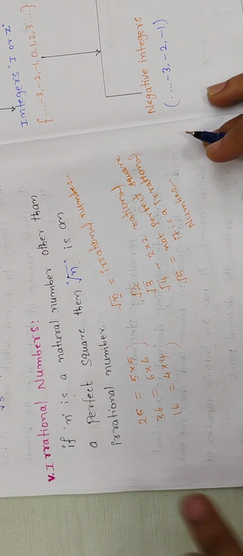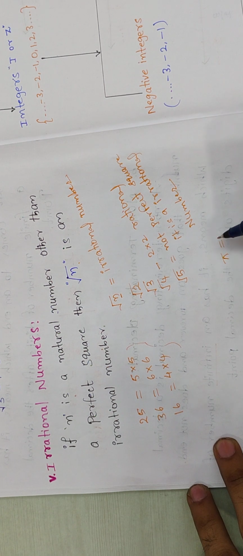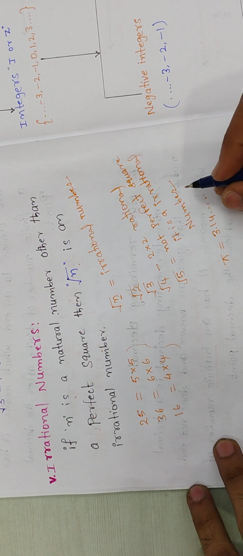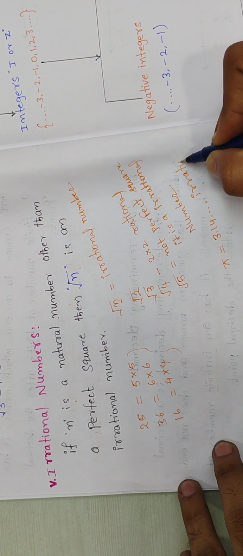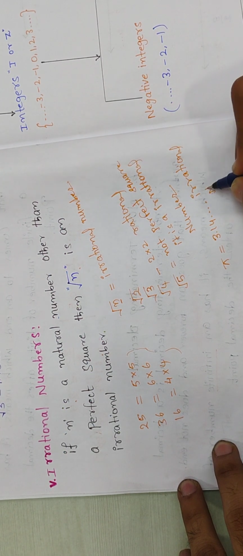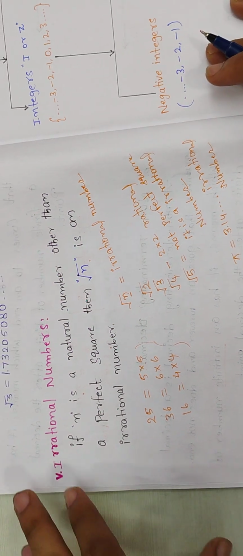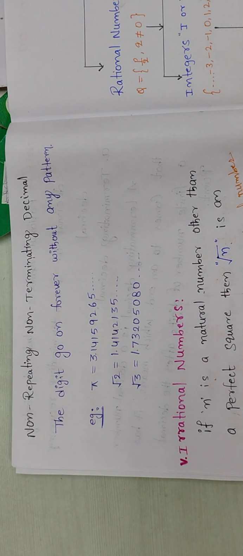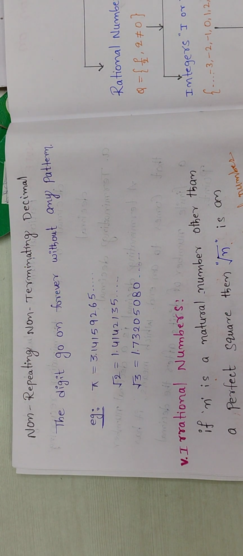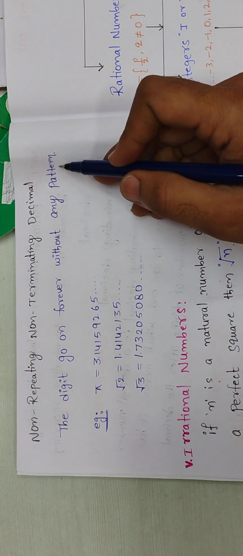Okay, then in irrational numbers, pi is also an irrational number. 3.14 is the value. That is an irrational number. Pi is also irrational. It is a non-repeating, non-terminating decimal. Okay, the digits go on forever without any pattern.